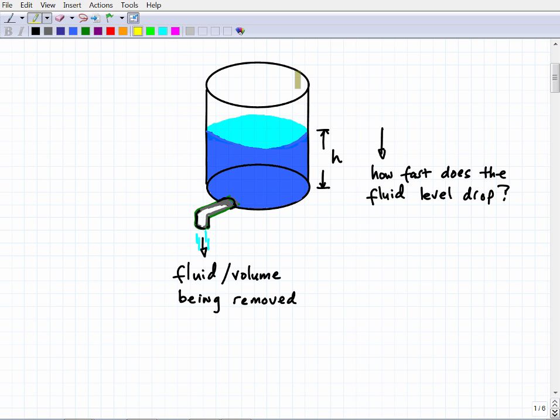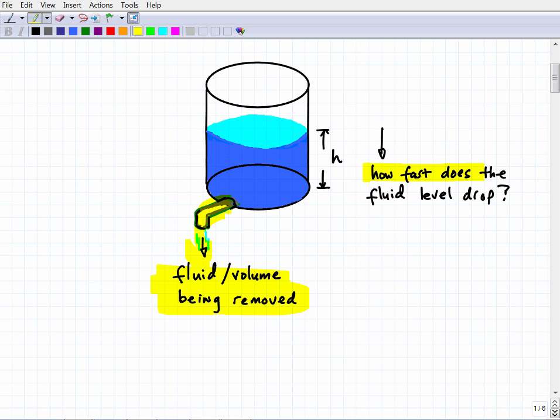So here we have a cylinder and we have fluid in it. Maybe it's water or whatever, right? So we have fluid in a particular cylinder, and the volume of this fluid is going to be kind of removed, right? It's either going to be pumped out or we're going to just leak it out. So it's going to come out the bottom, okay? And so you have volume being removed at some particular rate from a cylinder of fluid.